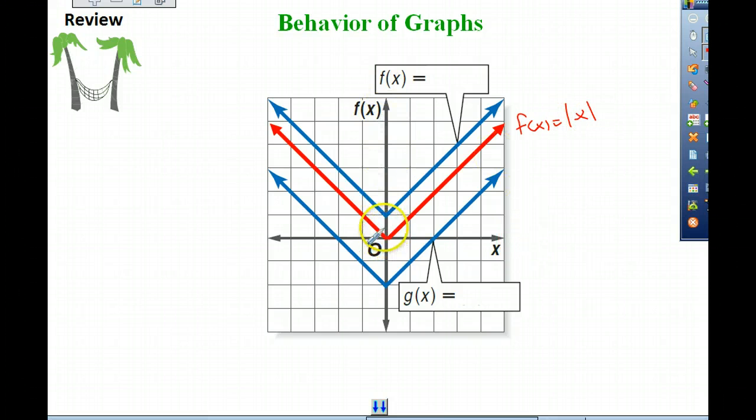So what is the equation of this graph right here? The same one, but it's moved where? So it's going to be absolute value of x, and then the plus 1 on the outside. Down here, what would be the equation of this one? -2. Very good. So it's the same graph, it just moved down 2.